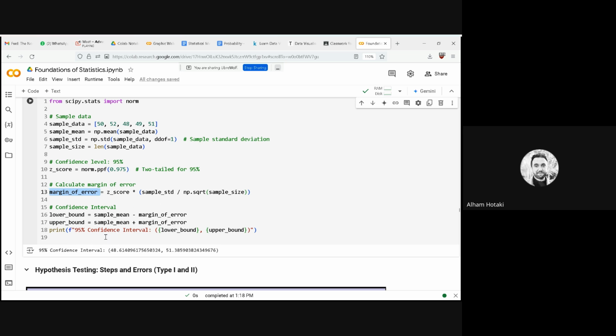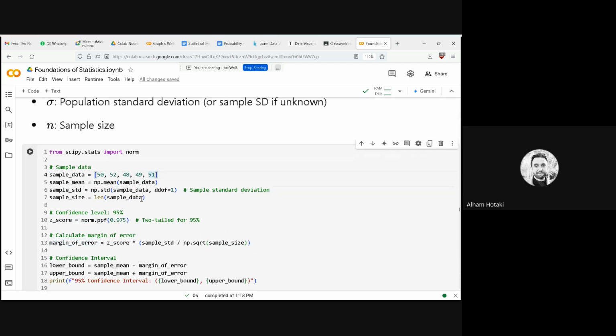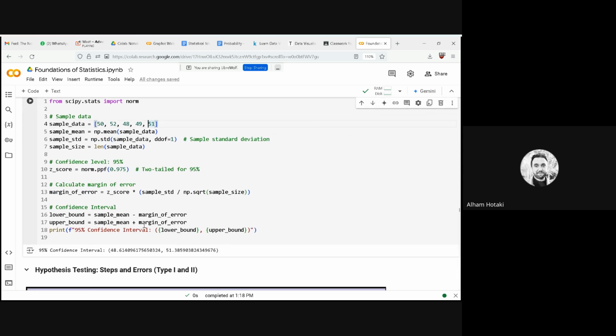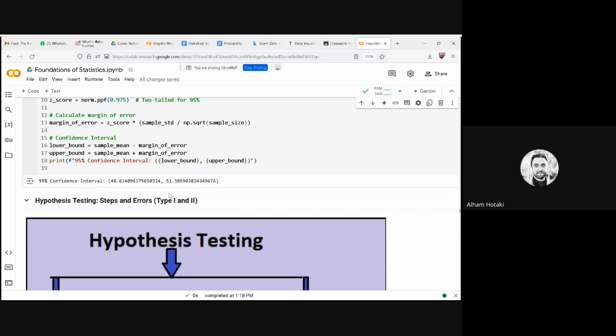So for the normal distribution in the picture I just showed you, at 95%, the lower bound is 48.6 and the upper bound is 51.4 from the data that we have. So 95% of the data is between 48.6 and 51.4. This is how it works.